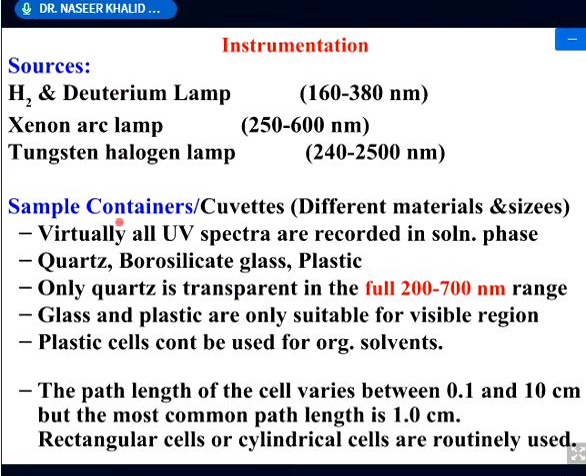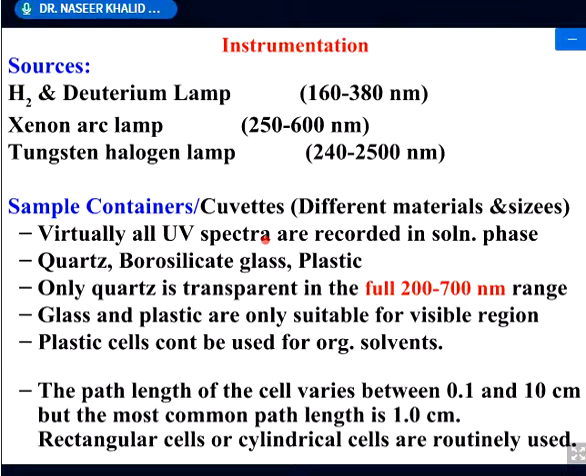After the source comes the sample container. It is also called the cuvette. These cuvettes, this container, are made of different materials and different sizes. Virtually all UV is recorded in solution form, not in the solid state, because a solid is not transparent. If a solid is non-transparent, it is not used in the UV visible spectrophotometer. It means we have to convert our sample into solution form.